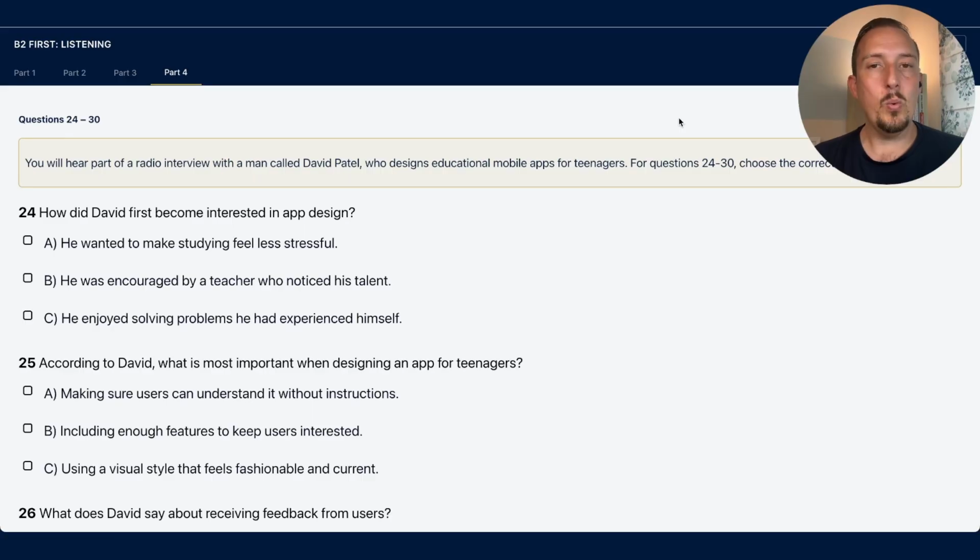Okay, so let's have a quick look at the structure of listening part 4. In this part of the listening paper, we will hear an interview between an interviewer and another speaker. There are 7 questions for us to answer. Each question has 3 options, A, B, or C. Our job is to choose the correct option based on what we hear in the recording. So let's continue with listening part 4, where we have 1 minute to read the questions and options.